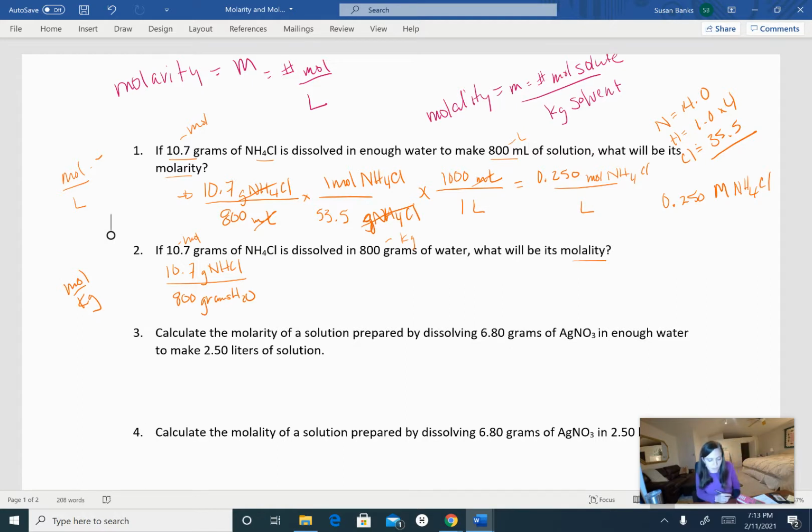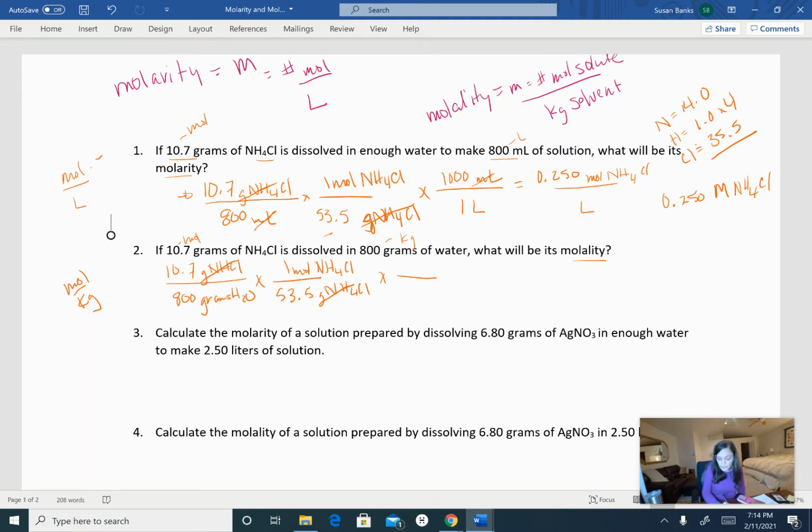Okay, so my ammonium chloride, I need to get into moles, and we already did the molar mass up here because it's the same compound. So I have 53.5 grams of ammonium chloride in 1 mole of ammonium chloride. So my grams cancel out. I'm left with moles, which is what I want.